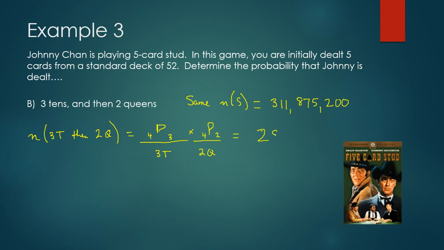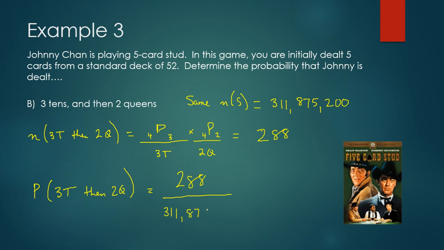288 ways that this can happen. So the probability of this particular hand, a full house in this specific order, 3 10s, then 2 queens, is 288 out of 311,875,200. And we'll just leave it at that. Again, we could put that in lowest terms. Not a ton of value in doing that. But if you'd like to, you can for sure.